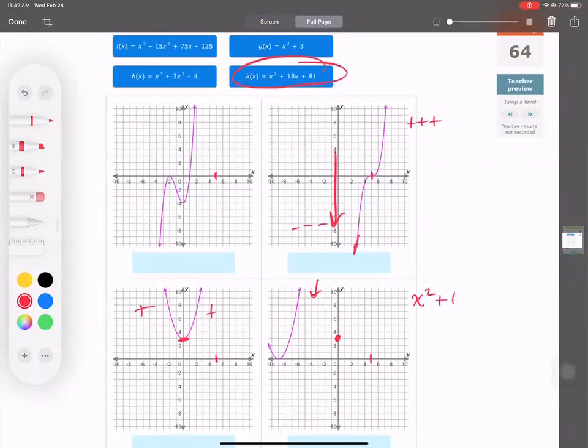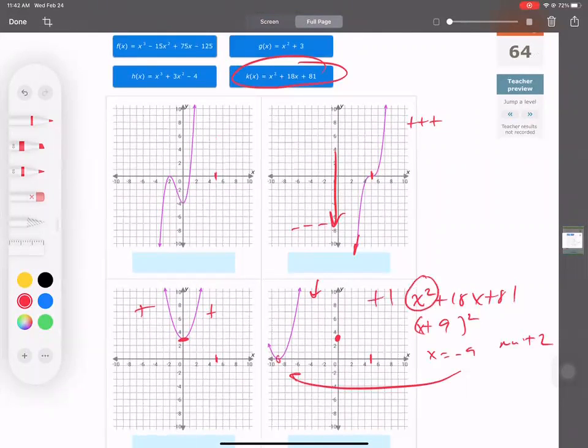X squared plus 18x plus 81. This is factorable actually. It's going to be 9 times 9 is 81, 9 plus 9 is 18. So x plus 9 squared. So x would be negative 9. Take a look here. Negative 9 and a multiplicity of 2. So it does bounce. Oh, look, it bounced. X squared is positive, positive on the right, negative, negative is positive on the left. So we do go up and up. And our y-intercept here was 81. Yeah, this graph looks like you eventually could hit 81.